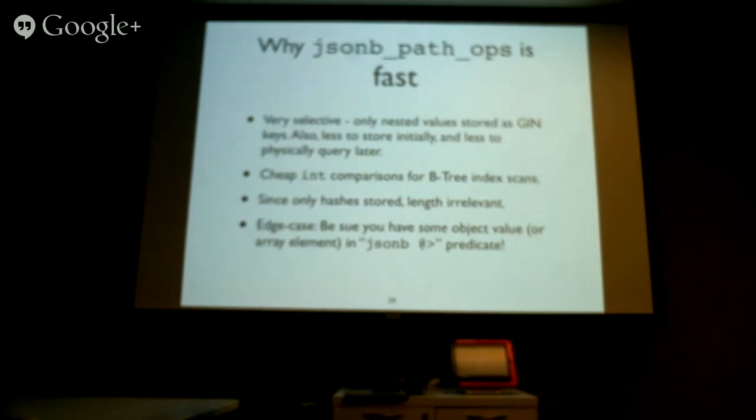Okay. I mentioned again the edge case that I already highlighted. There ought to be some object value or array element in the JSONB path ops predicate, otherwise you'd have this problem.